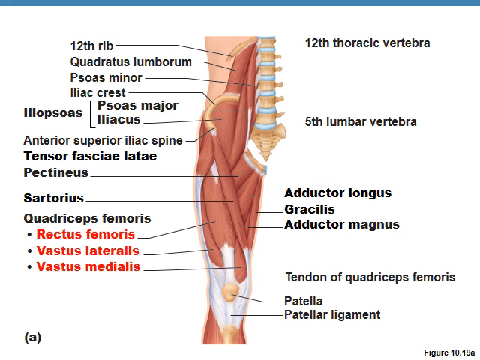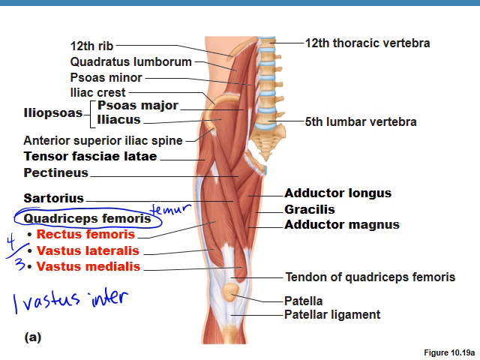Now we move on to the quadriceps. So these are the four muscles that are attached to the femur. There are only three here. One is missing. It's the vastus intermedius. And that is going to be directly underneath the rectus femoris here. Rectus means straight on the femur, femoris. The vastus intermedius is deep to the rectus femoris.